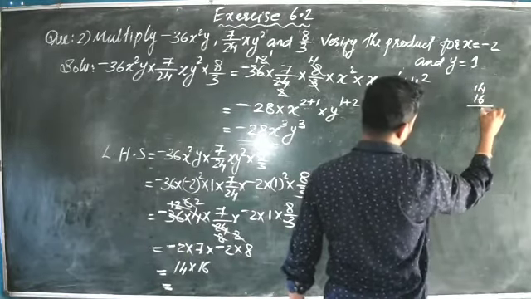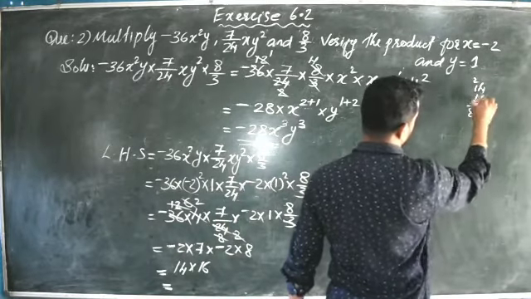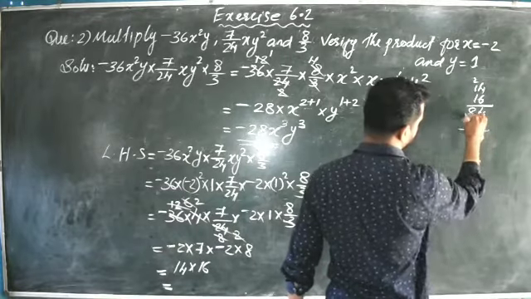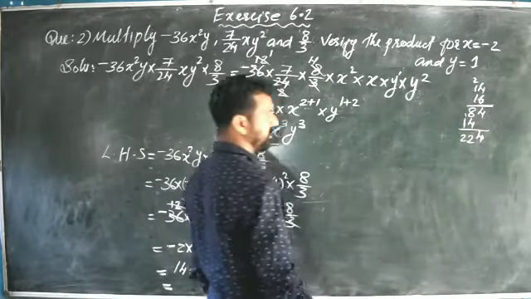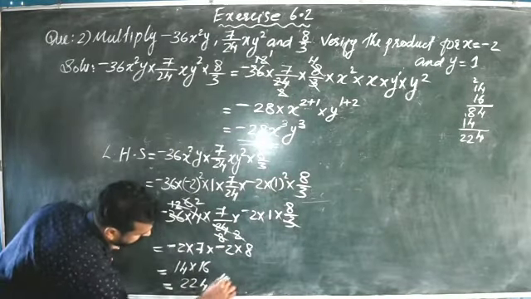6 4s are 24, 4. Remainder 2. 6 1s are 6 plus 2, 8. 4 1s are 4. 1 1s are 1, 4. 8 plus 4, 12, 2 remainder 1. 1 plus 1, 2. 224. So left hand side we got 224.